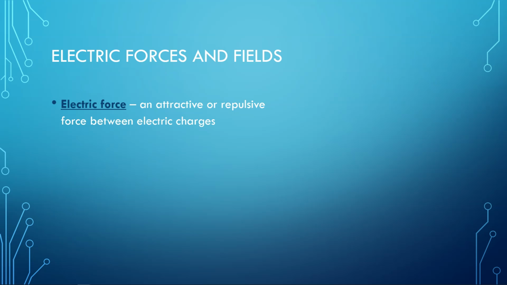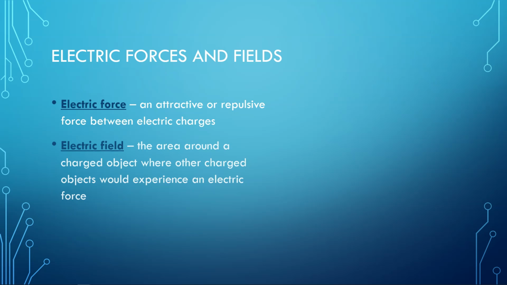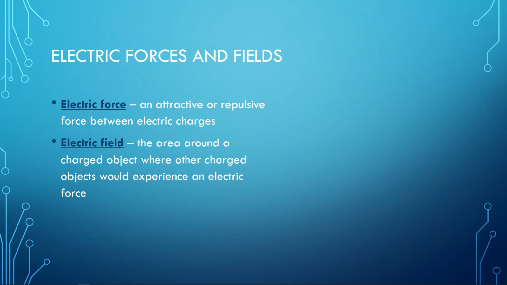Most objects and particles around us are neutral, but sometimes they have a positive or a negative charge due to too many or too few electrons. An electron is an extremely tiny particle with a negative charge. So an electric force is a force, which is a push or a pull, that is between objects or particles that are not neutral, so either positive or negative. An electric field is the area around a charged object or particle where other charged objects or particles would experience an electrical force, a push or a pull.